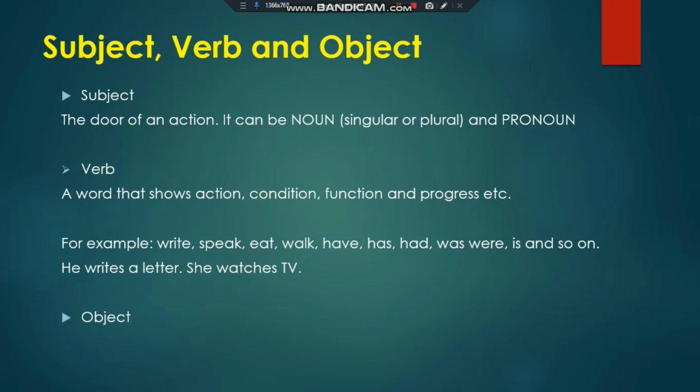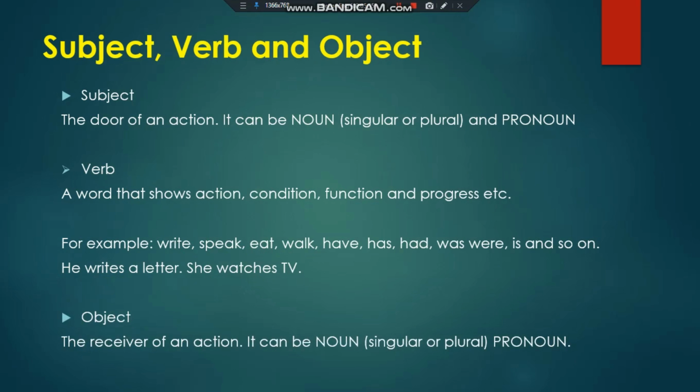Then the last thing that we have is object. So let's see what actually an object is. Object is basically a receiver of an action, the one who receives an action, right? And it can also be a noun, which can be anything, a name of a person, place, or anything, singular or plural. And it can also be a pronoun, he, she, it. So the object in a sentence basically receives an action.